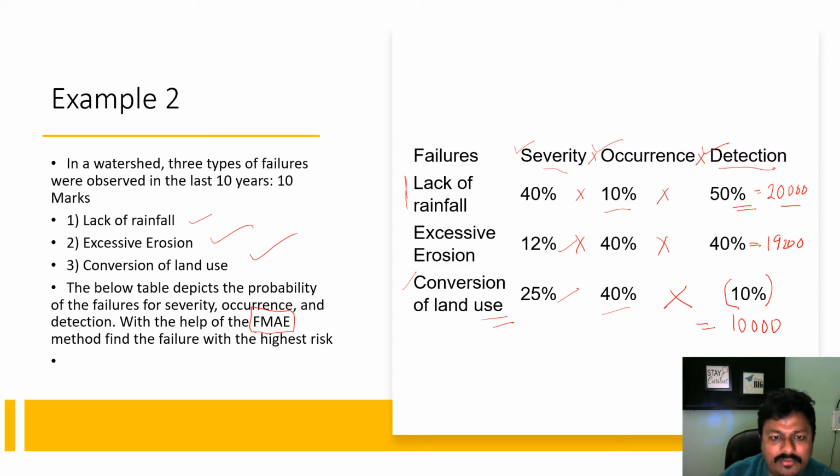So according to the FMEA method, lack of rainfall is the number one significant failure, followed by excessive erosion, and lastly, conversion of land use. So by the help of FMEA method, we can identify the most significant failure by just multiplying the severity rating, occurrence rating, and detection rating of the failures, and then comparing the product of all these failures to identify the most significant failure.